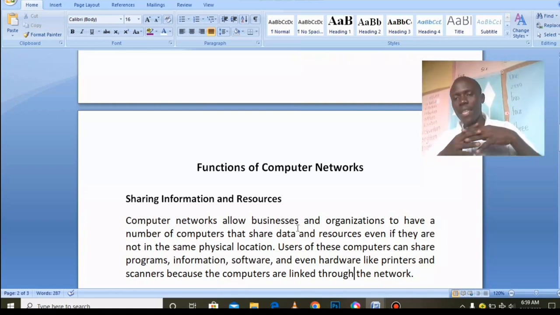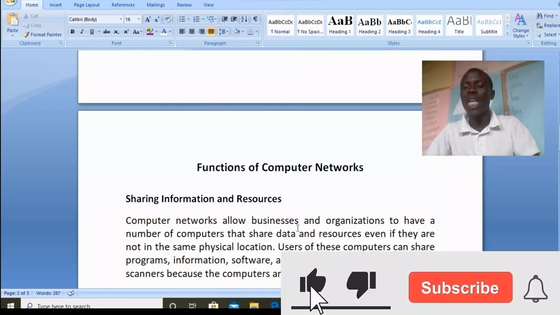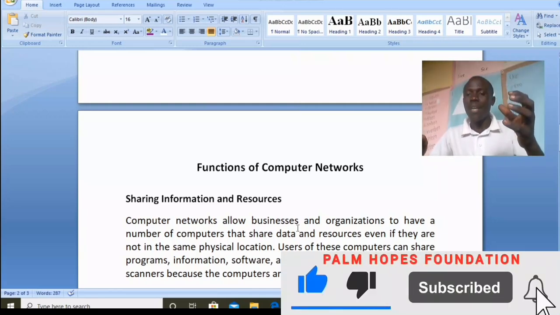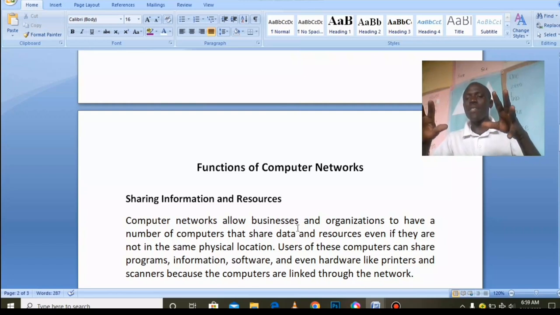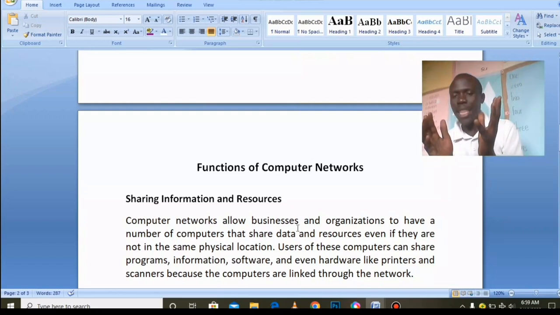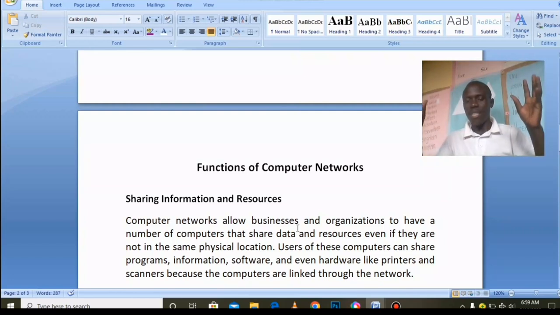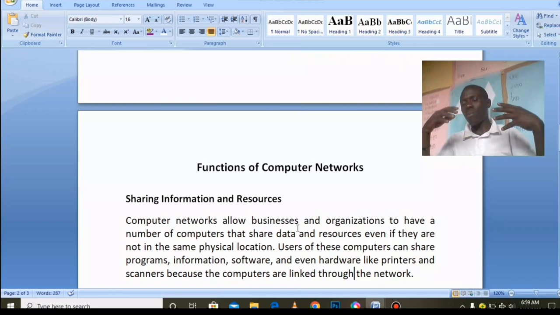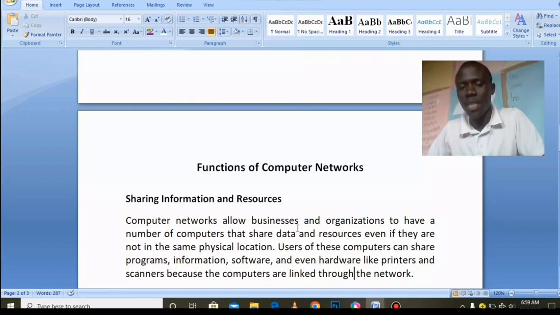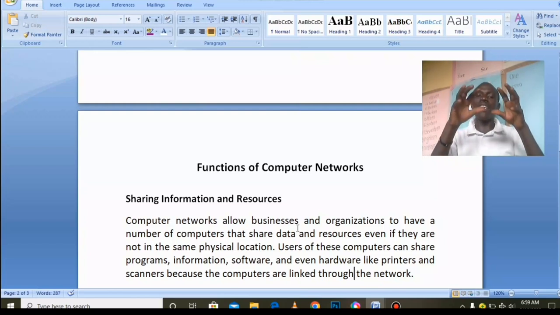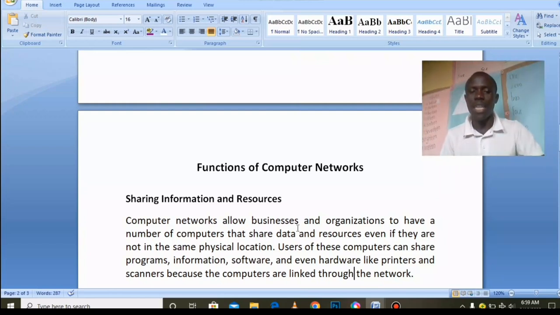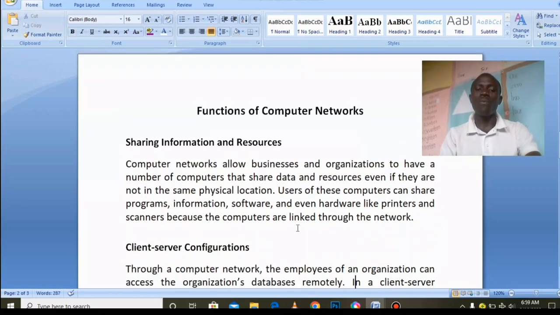For example, let's say that in your company or in your organization, you are having something called internet. Maybe you are having Wi-Fi, maybe you are having this internet cabling system. But you are connected together, or you are using wireless internet, for example, Bluetooth, we are having different types of internet. But now, this computer network will enable you to share information and resources, even though you are not at the same place. That is one of the functions of computer networks.